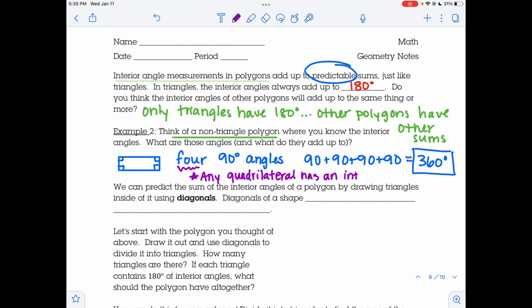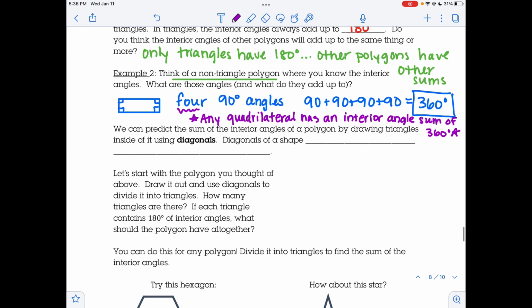we're going to call this an interior angle sum of 360 degrees. We don't really call that the quadrilateral sum theorem like we have the triangle sum theorem, but we actually can find this and we can prove this for any polygon using the triangle sum theorem and using triangles. So that's what we're going to move towards next.